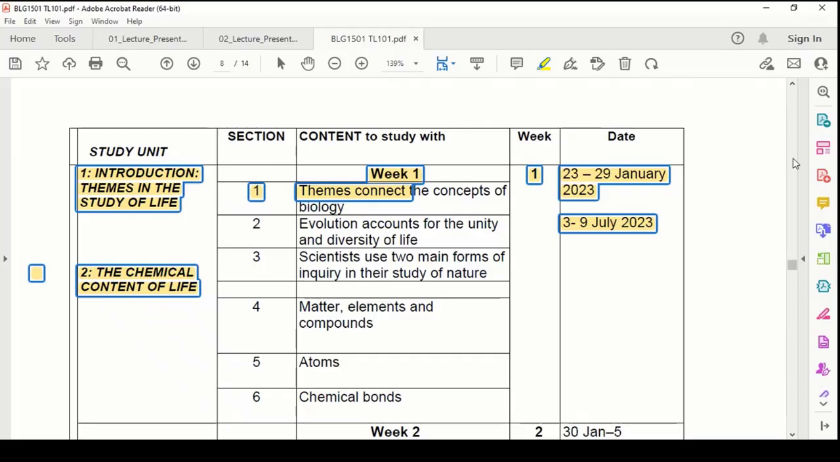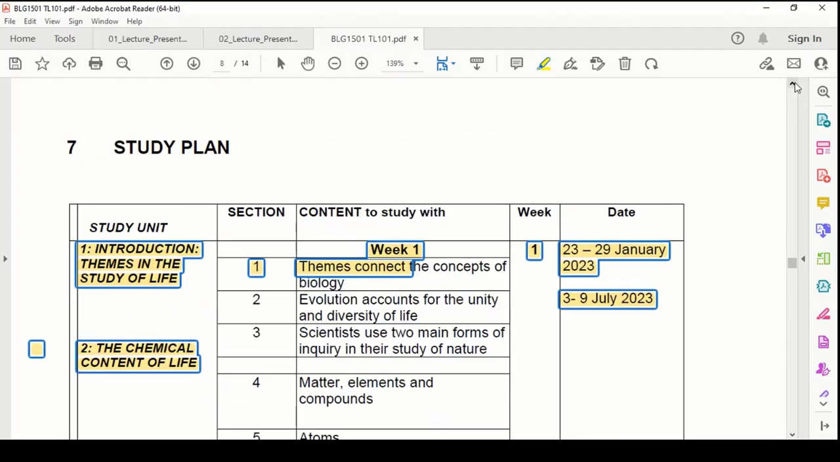Just for the recap of the study plan. We did allude to this last time, when we talked that you should be able, at all material times, to have this study material or study plan, what they call a tutorial plan, in order to level up, so that we can know which pace we are working in. We are still on the introduction themes of study of life, and we're going to be going at this pace.